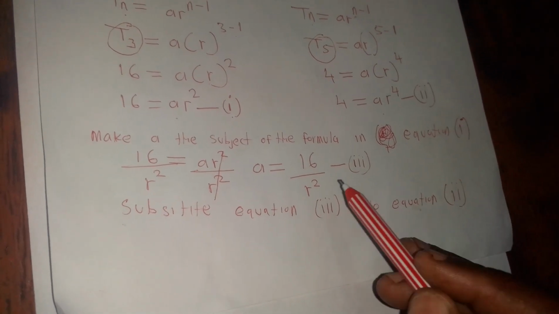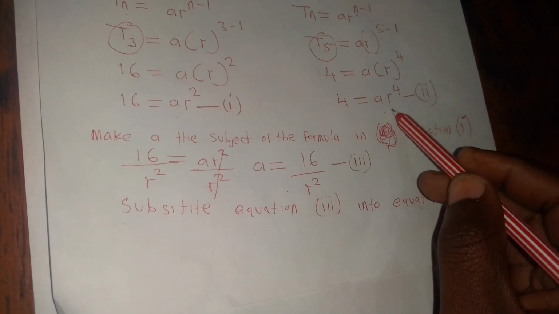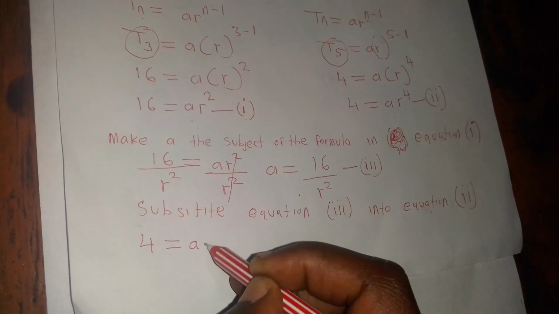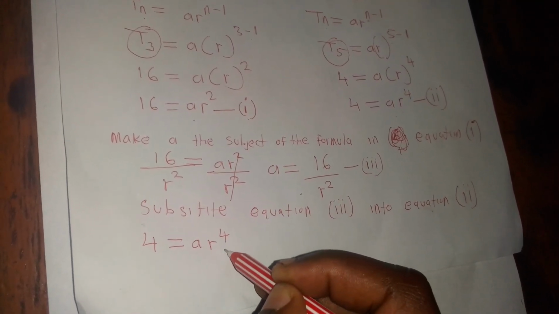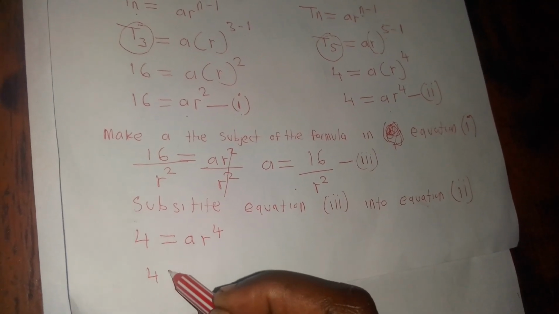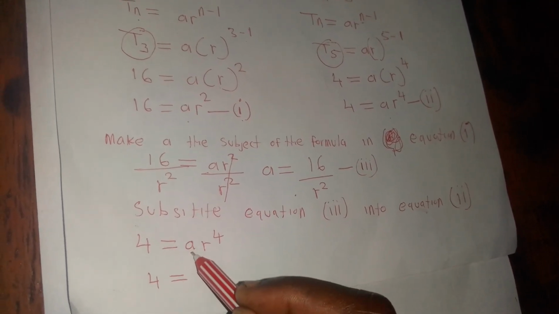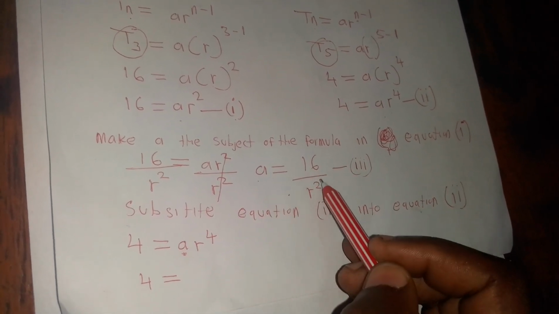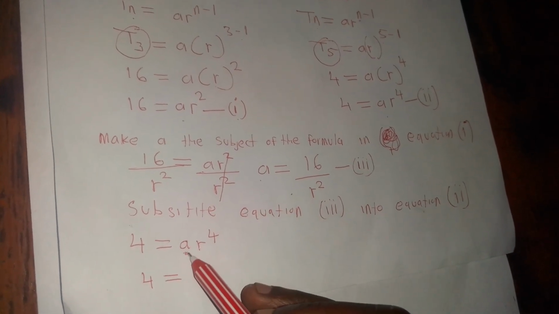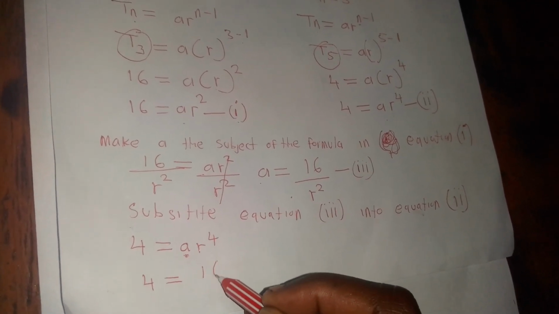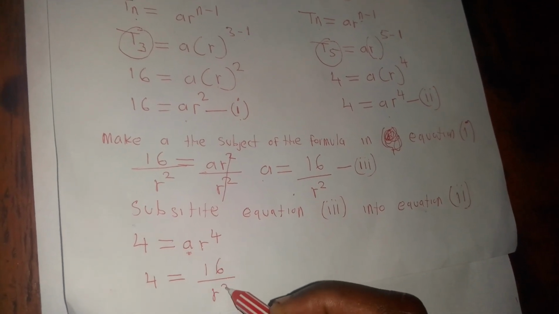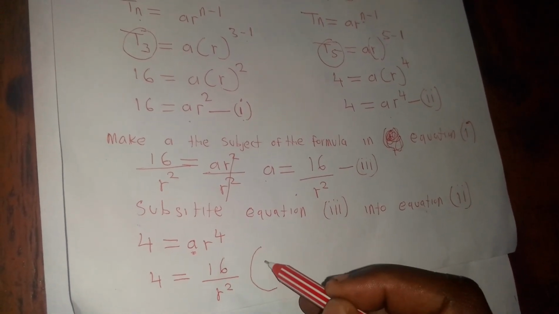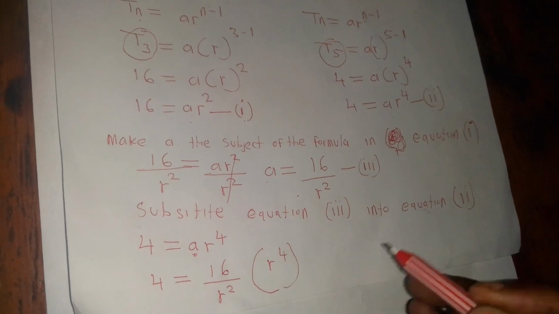So now we are going to take this and replace it in here. So there we have 4 equals A R power 4. This is equation 2. Then we have 4 equals, where there is A, we are saying that A is equal to 16 over R power 2. Meaning here where there is A, we replace 16 over R power 2. We open the bracket. You see that? What will remain there is R power 4. They are multiplying.